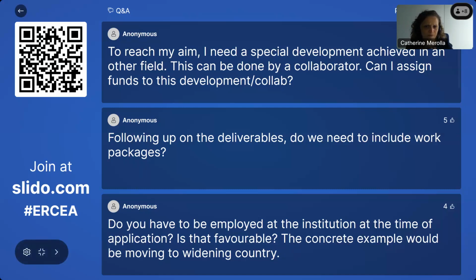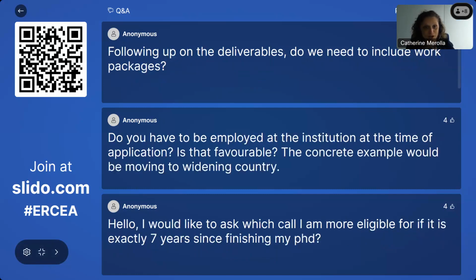Catherine, a lot of questions for you. This one: in order to reach my aim, I need a special development achieved in another field, which can be done by a collaborator. Can I assign funds to this collaborator? Yes, it will depend on the type of collaboration that you have. If it's just fees for the collaborator to participate as an expert, of course, if your host institution has that kind of policy, it's fine. If it's a fundamental part of the project, then maybe you need to add them as an additional beneficiary. So you need to think a little about how the project will be built.